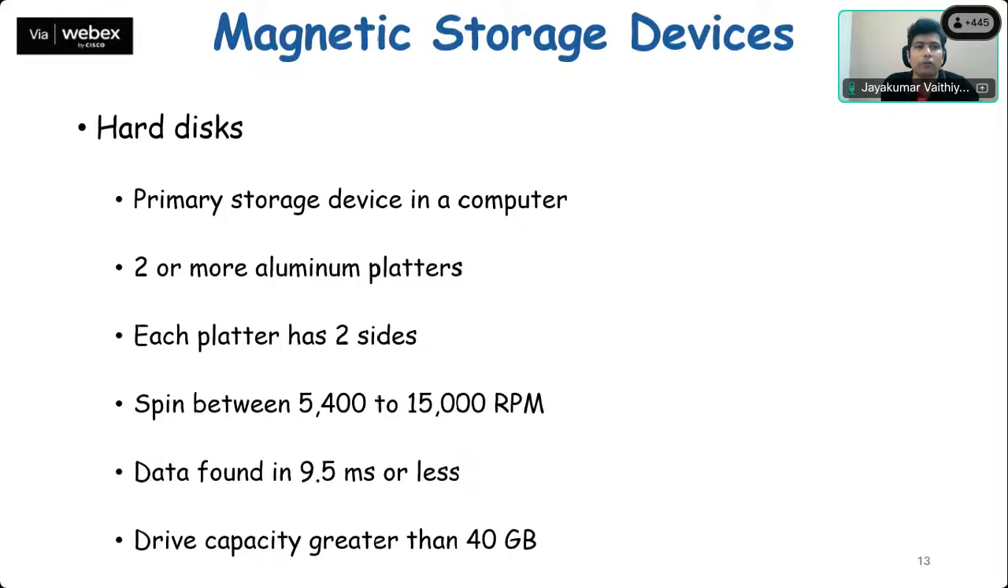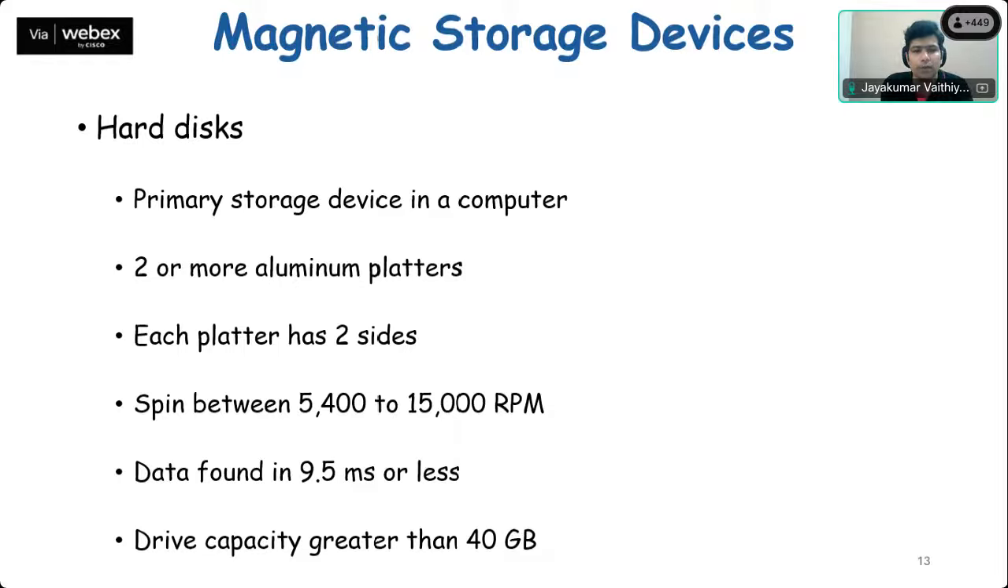So when compared to floppy disk, hard disk has an enormous amount of storage capacity. It is used as the primary storage device in a computer. It contains two or three more aluminum platters, and each platter contains two sides, so you can use both of these sides to store your data.